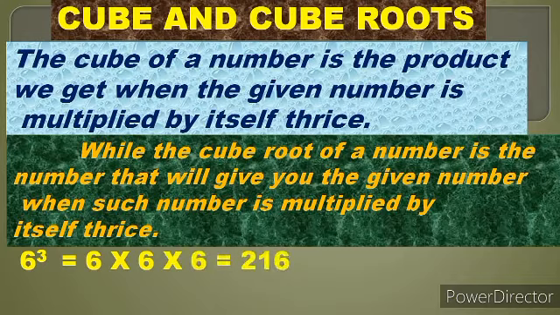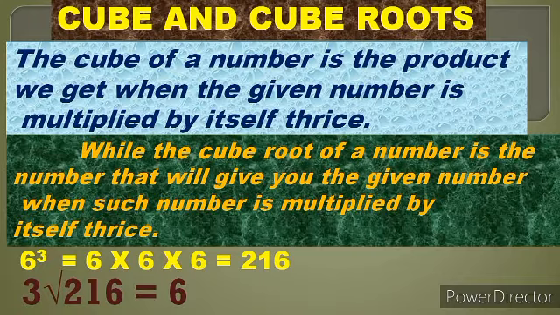Example, 6 raised to power 3, that is the cube of 6. 6 raised to power 3, also known as the cube of 6. It means 6 times 6 times 6, that is 6 multiplied by itself 3 times to give you 216. So the cube of 6 is 216, and the opposite, which is the cube root of 216, is 6, because 6 is the number that will multiply itself 3 times to give you 216. I guess you're understanding the lesson properly.